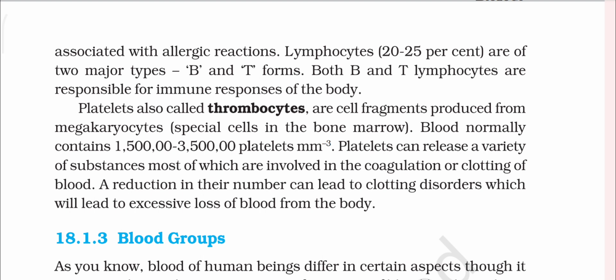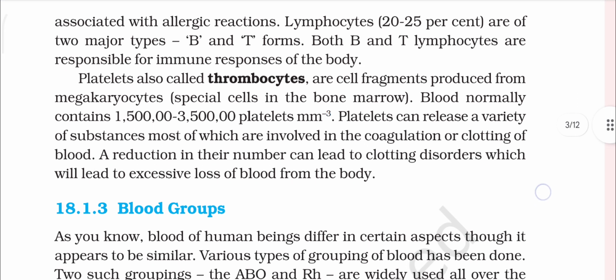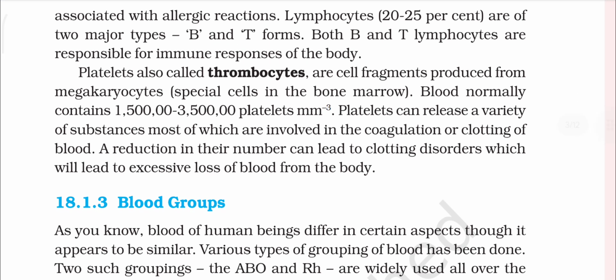Lymphocytes are 20 to 25%, of two major types, B and T. Lymphocytes are generally found in two forms, B form and T form, and they make up about 20 to 25%. Both B and T lymphocytes are responsible for immune response of the body.